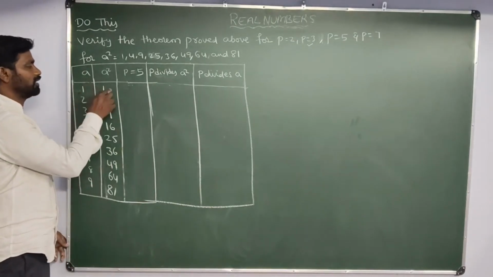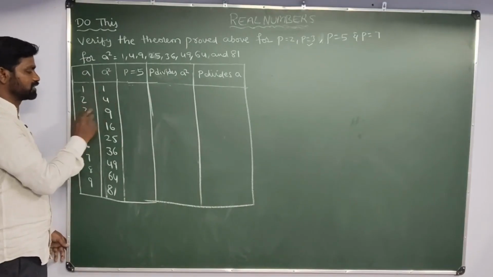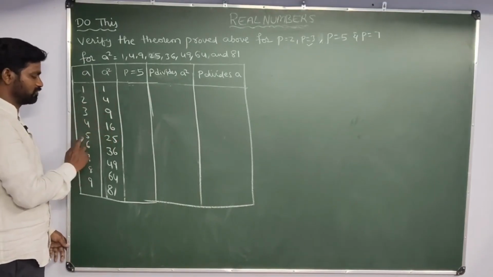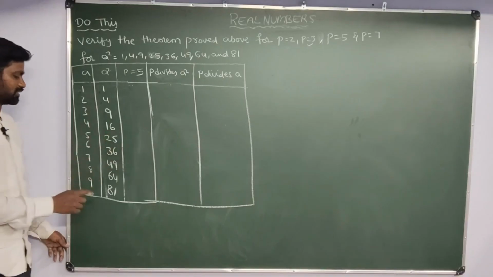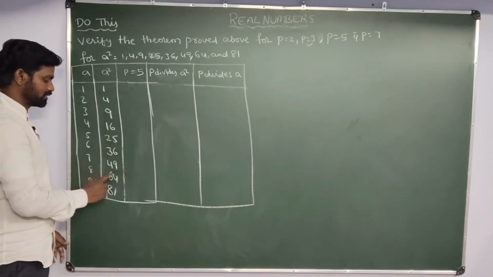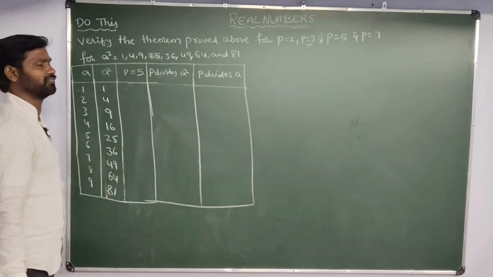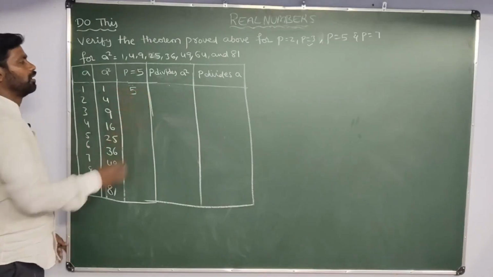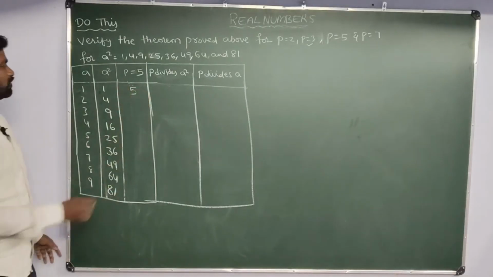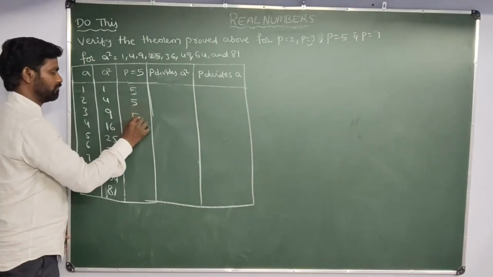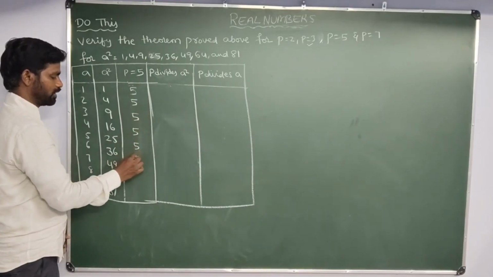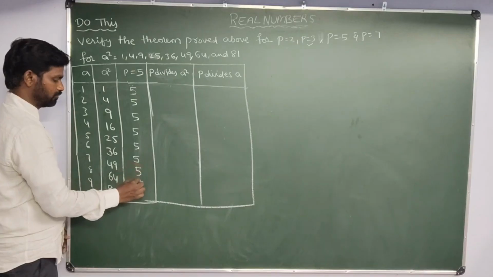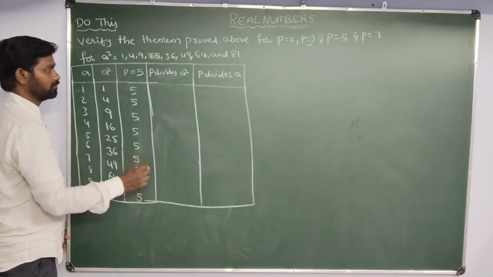A is 1, 1 square is 1, 2 square is 4, 3 square is 9, 4 square is 16, 5 square is 25, 6 square is 36, 7 square is 49, 8 square is 64 and 9 square is 81. So let us write the value for P. Now we are going to check or verify for P is equal to 5. So write here 5, 5, 5, 5, 5, 5, 5 and 5.